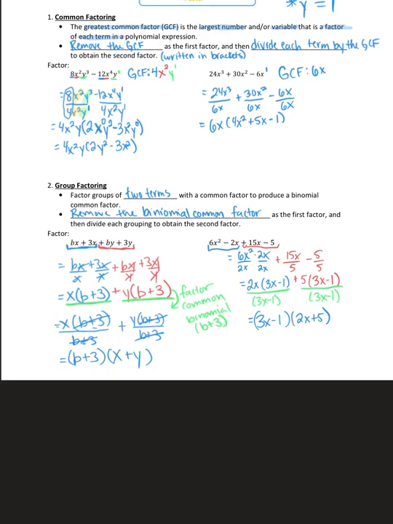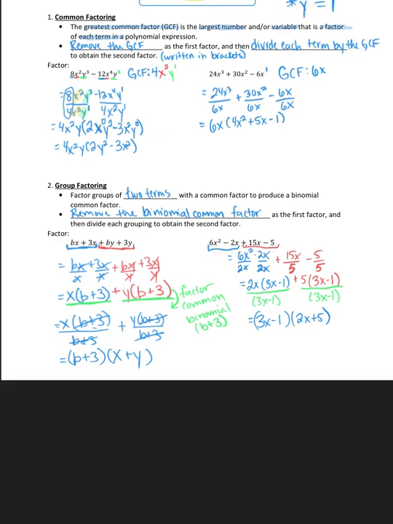Okay, so here's the solution for the second one. We grouped the 6x squared minus 2x, and then we common factored out our 2x from the first two terms. And then the second group, we put 15x and 5 to get minus 5 together, and we common factored out a 5. Once we pulled those things out, we were left with this common bracket of 3x minus 1.